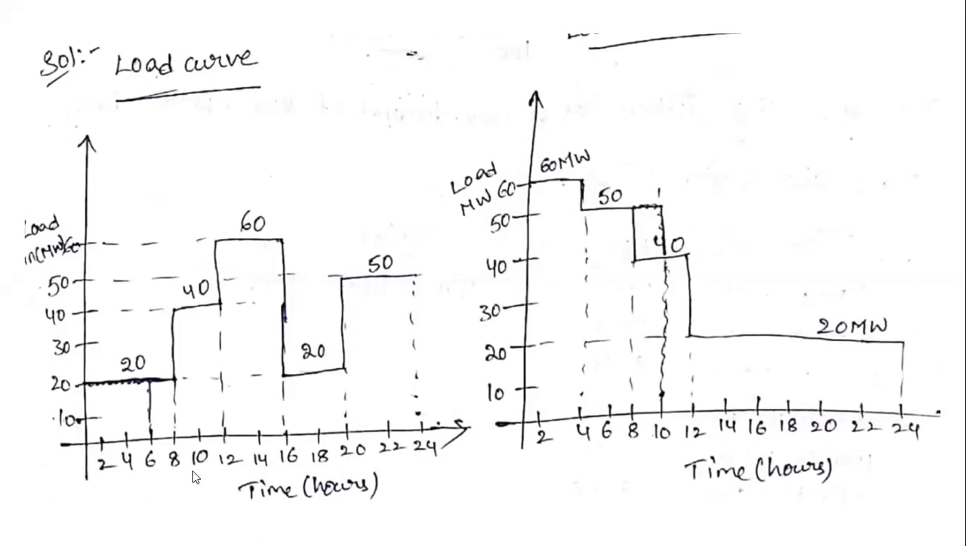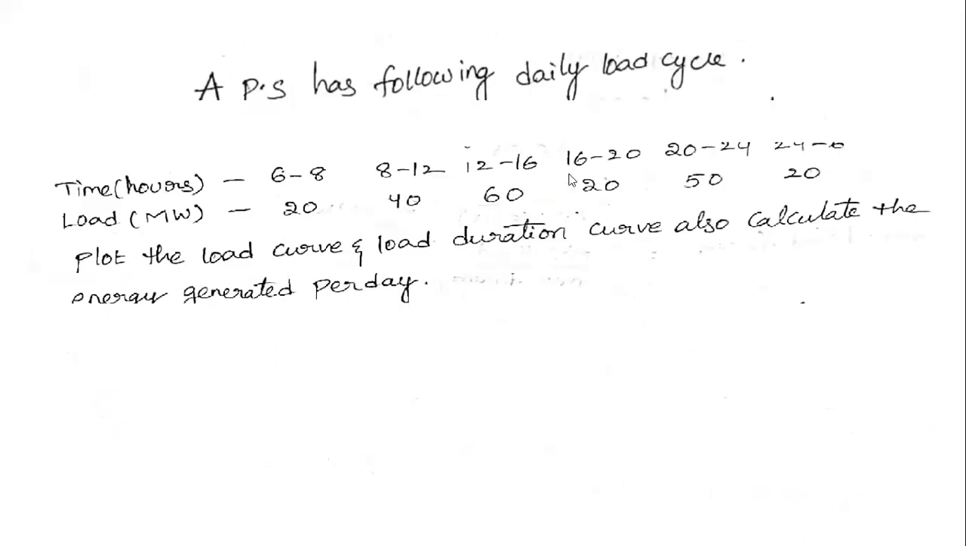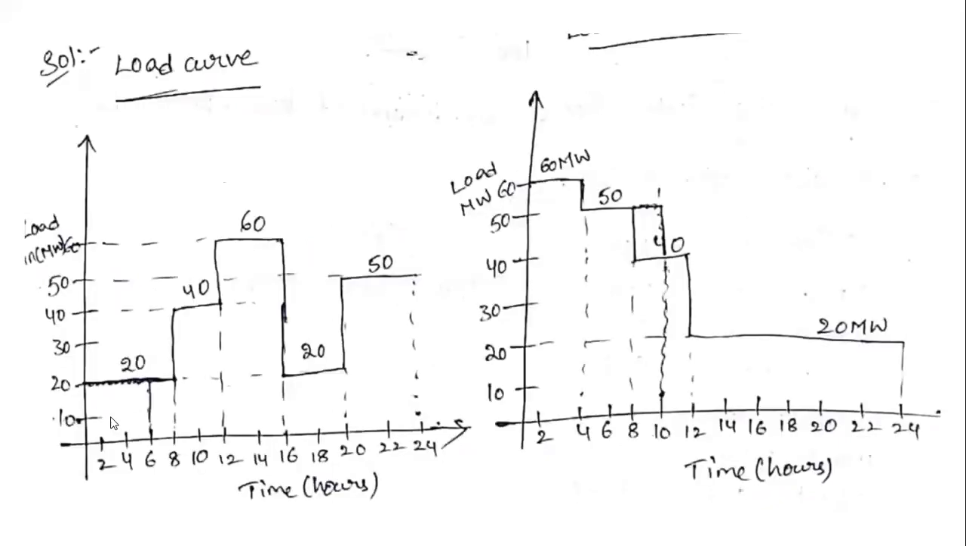First we consider the time on the x-axis and loads on the y-axis. We consider 2, 4, 6, 8, 10, 12, 14, 16, 18, 20, 22, 24 as the time in 24 hours, and this is the load. The loads are 10, 20, 30, 40, 50, up to 60 as the maximum load. For the first 6 to 8 hours we have 20 megawatts. Next, 8 to 12, 40 megawatts.